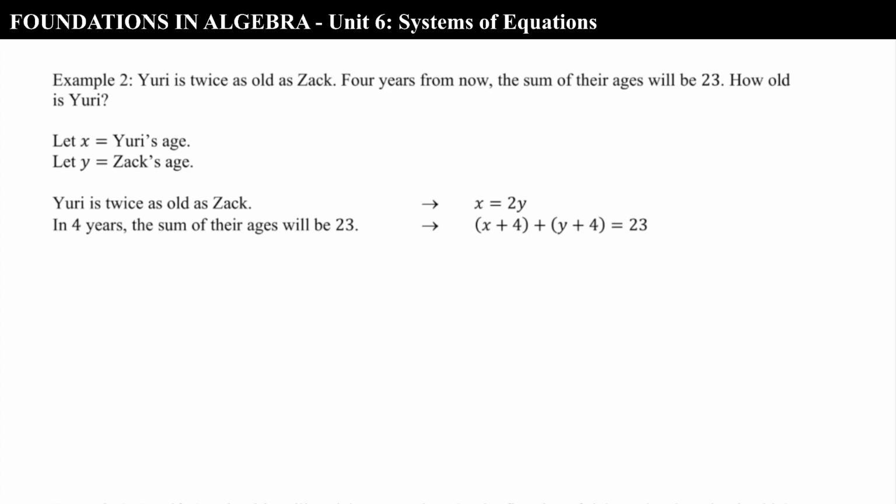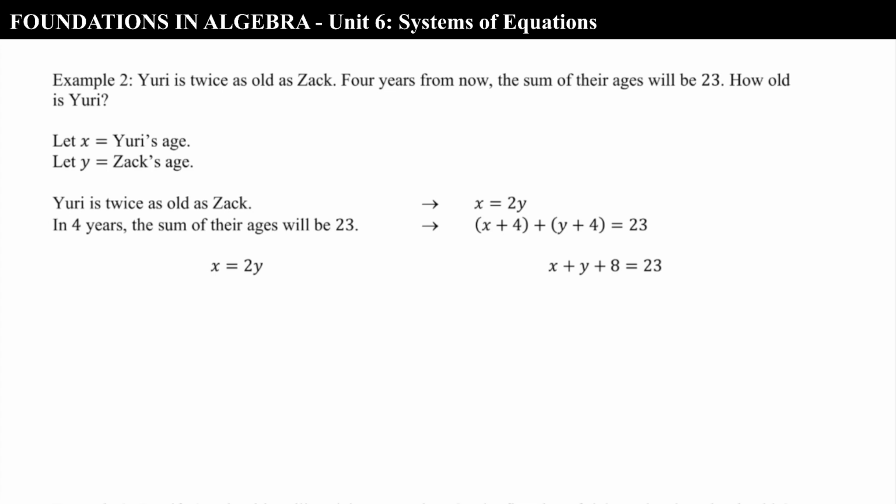Now we've got our two equations. Let's work with them. And I believe substitution will be a good method to use because we have x equals something. Okay? So since x equals 2y, we're going to put 2y in place of x. But before we do that, let's clean up that second equation a little bit. Let's combine our 4's, combine like terms. So we got x plus y plus 8 equals 23.